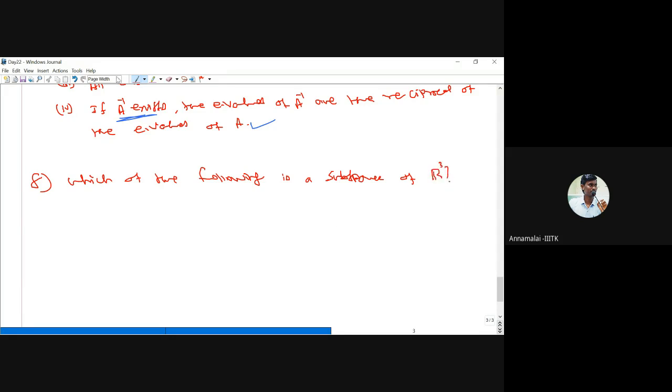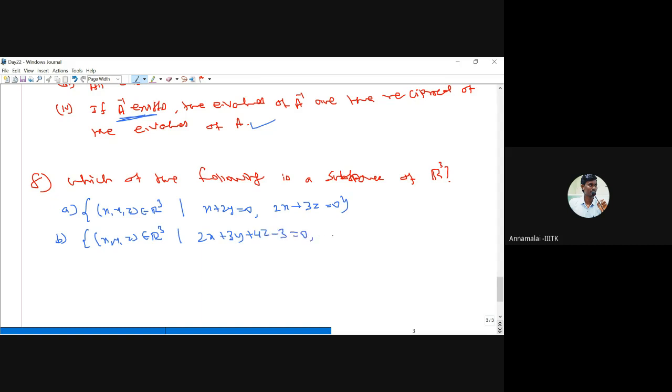First option: the set of all (x, y, z) in R3 such that x plus 2y equals 0 and 2x plus 3z equals 0. The second set: all (x, y, z) in R3 such that 2x plus 3y plus 4z minus 3 equals 0 and z equals 0.